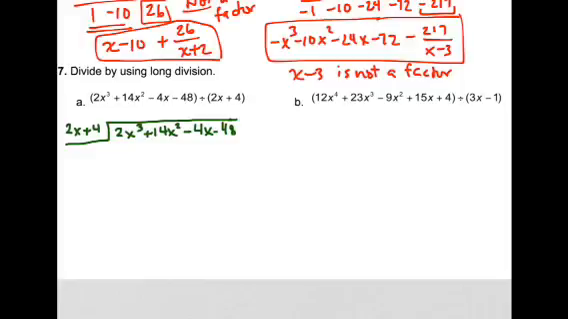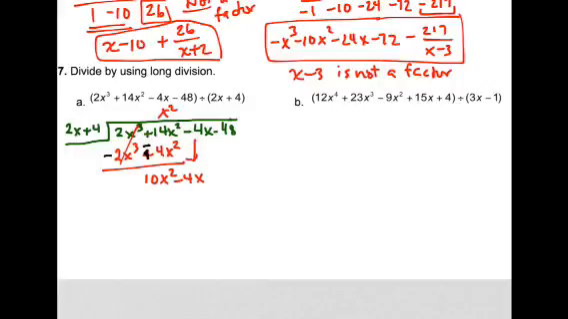So I'll put it right here. Use a different color, x squared. And so now you multiply x squared times 2x plus 4, so that gives you 2x cubed plus 4x squared. So now we're going to subtract, so I'm going to change the sign. When you subtract, you add the opposite, so that's minus. And this one is minus. Okay, so what do we get? We get this cancels out, and 14 minus 4 is 10. And then you bring down the next term, which is negative 4x.